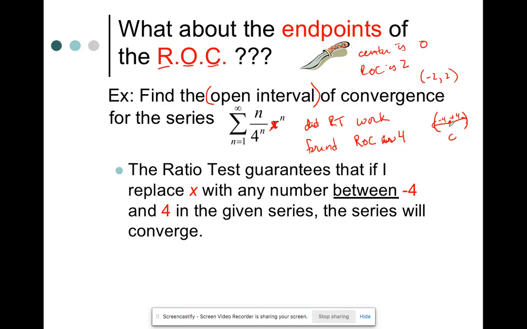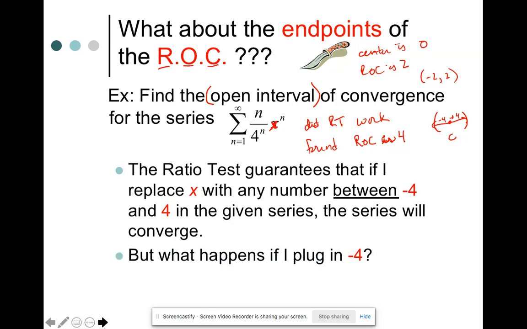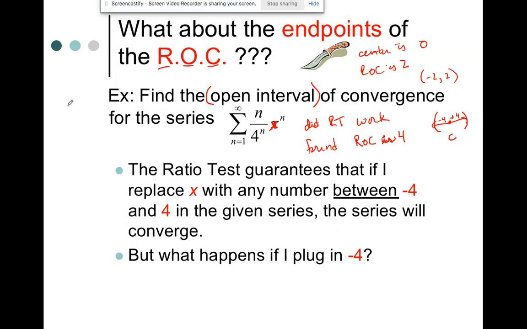If I pick any number between -4 and 4 and plug it in for x, I get a numeric series that is guaranteed to converge. That's the power of the ratio test for power series. But I don't know about -4 and I don't know about 4, the endpoints. So what you have to do then is work from previous sections, the beginning of series, or if you can think about it, pre-cal work.